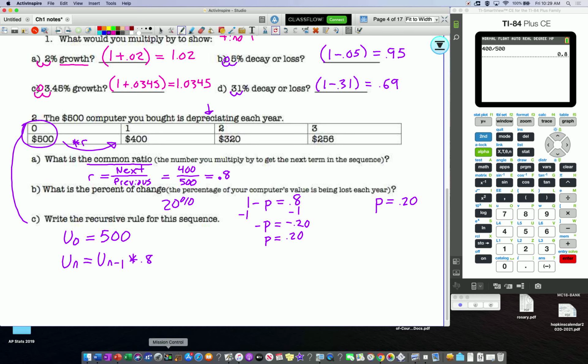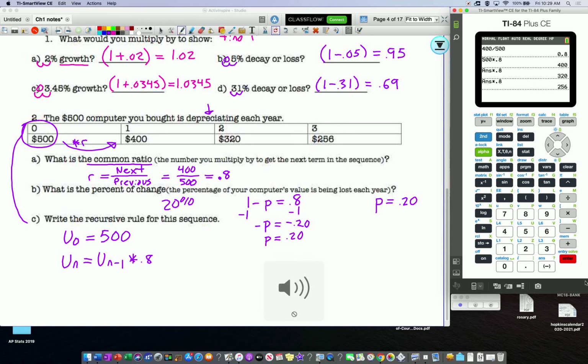And so if you want to start to convince yourself a little bit, take the 500, times it by 0.8, see that you get 400. Times it by 0.8, you see that you get 320, the next term. Hit enter again, look at that, I get 256. It matches my pattern. Life is good. Okay? All right, that takes care of the first page.